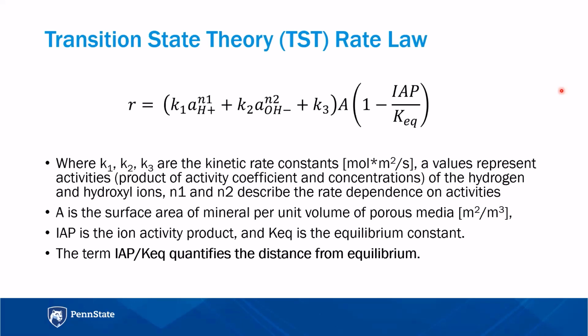A is the surface area of the weathering mineral per unit volume of porous media. IAP, again, is the ion activity product, and KEQ is the equilibrium constant. The term IAP over KEQ quantifies the distance of the reaction from equilibrium. So this IAP to KEQ ratio is essentially the driving force of the carbonate weathering reaction.